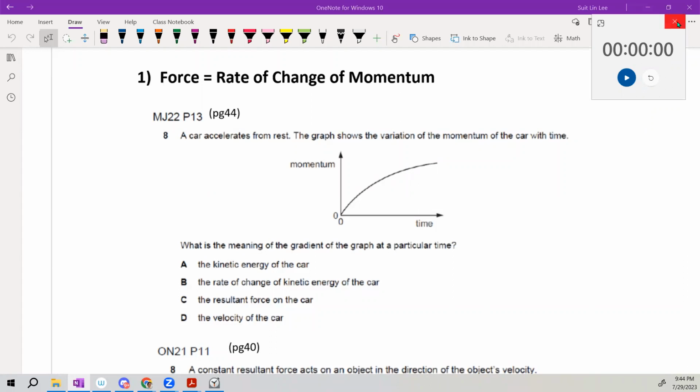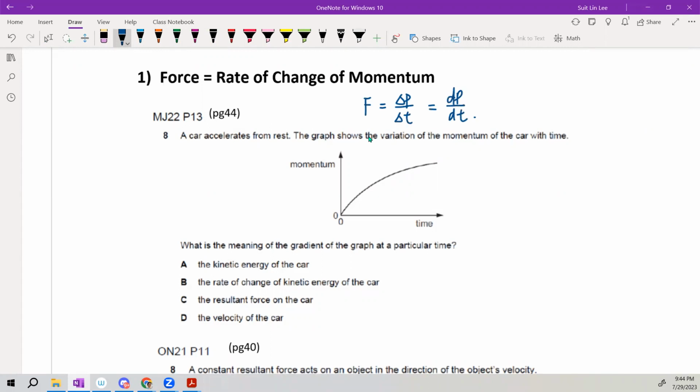Okay, so we stopped at the idea of force is rate of change of momentum. Okay, and I think we'll do some objective questions before we proceed, just to showcase this relationship further. Rate of change of momentum, or change in momentum per unit time.